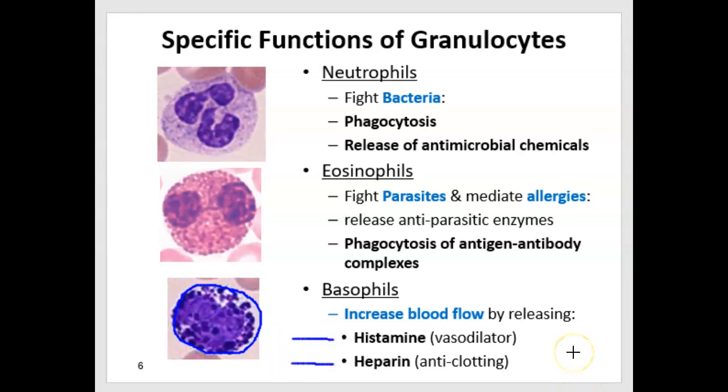Both of these increase blood flow. So histamine causes a blood vessel to dilate, become wider, and so more blood will go to that particular tissue. And heparin is an anti-clotting agent, so that will help blood flow without forming clots. So basophils we see in allergic reactions as well as tissue damage and infection.